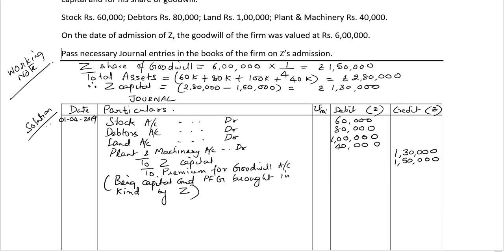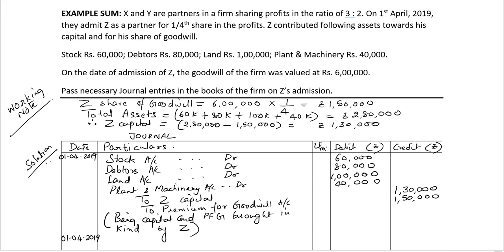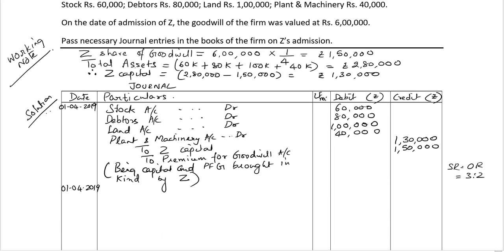The next entry, we will distribute the premium for goodwill in their sacrificing ratio. If we see the sum, it says X and Y are partners in a firm sharing profits in the ratio of 3:2. There is no other information given apart from the share of Z. So we know that the sacrificing ratio will be equal to the old ratio. In other words, 3:2. So we'll distribute the premium for goodwill among X and Y in sacrificing ratio 3:2.